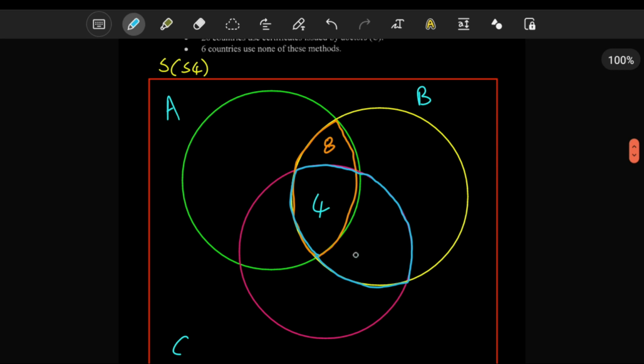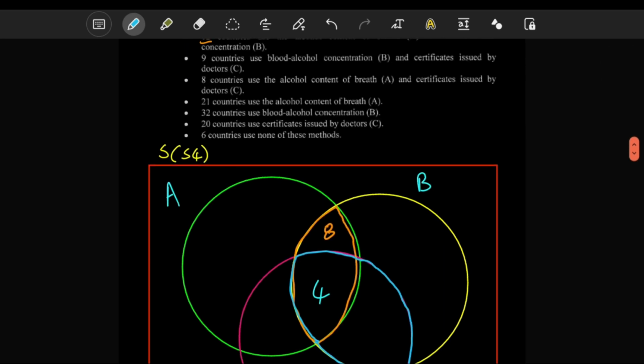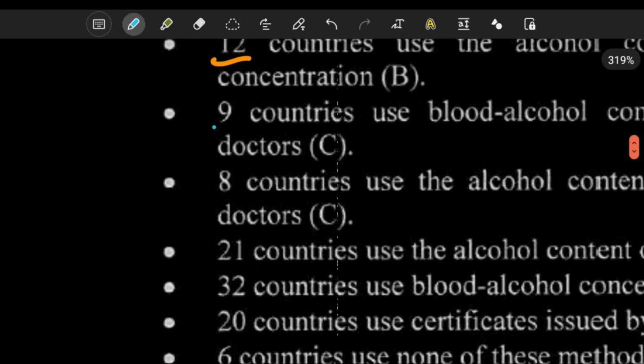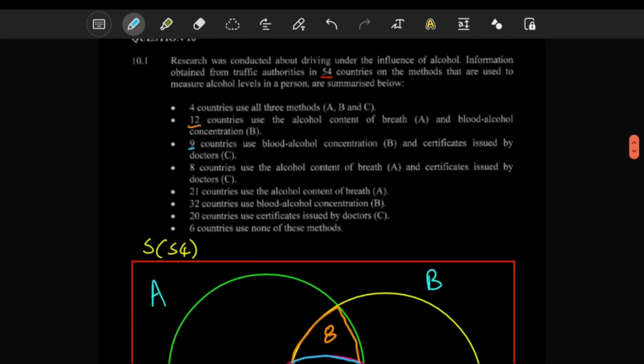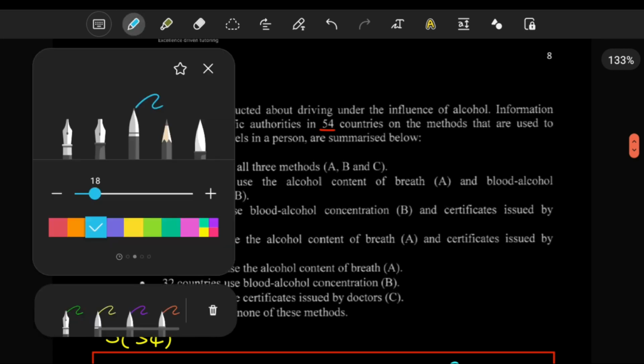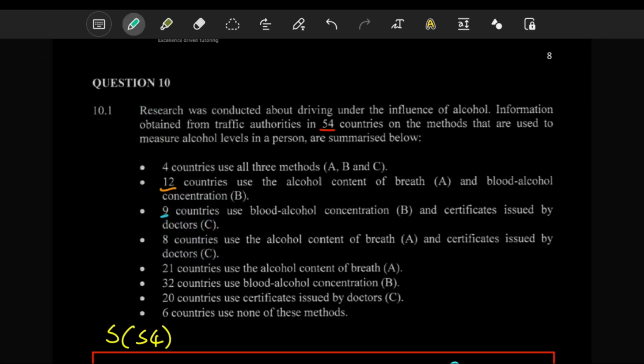There we go. You see, the blue part is where B and C meet. They said that should add up to 9. That's what it means. So here, 4 plus the 5 here is going to give you a 9. Let us keep moving forward.